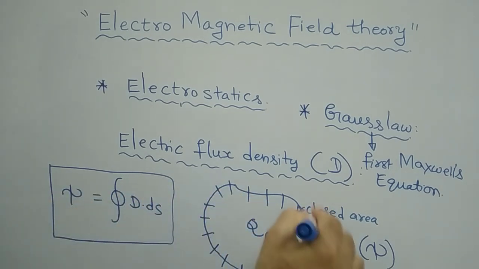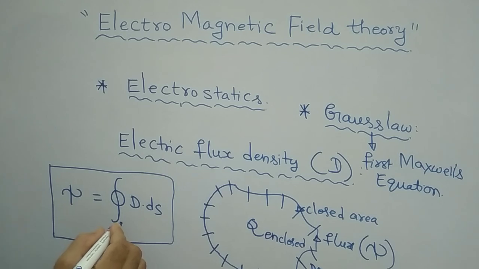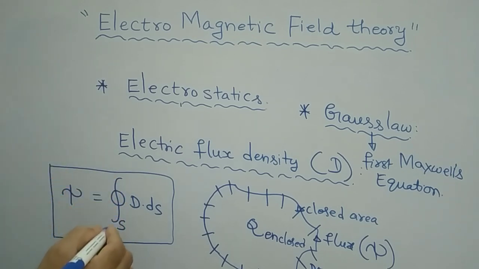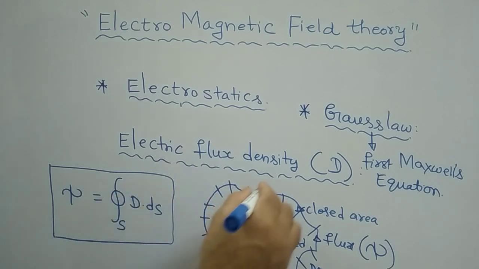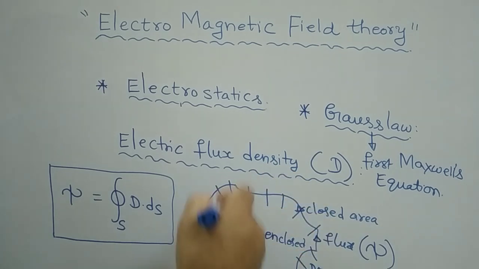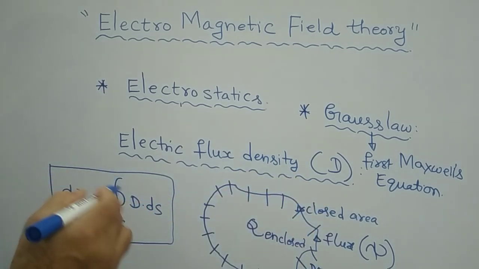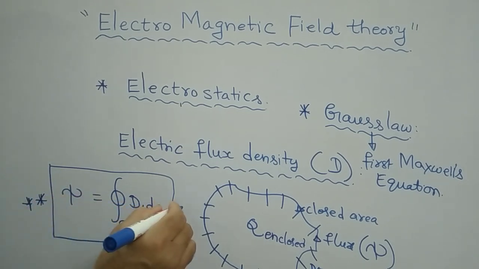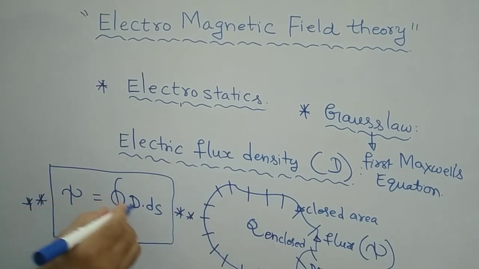Understood? This is the closed area or closed surface. What is the meaning of the integral over a circle I am writing here? It means that we are evaluating the integration over this closed area, that is, calculating the total electric flux available. Total electric flux is the integral of D dot ds. Why is it s? S is nothing but surface. Therefore D dot ds is nothing but electric flux, and D is the electric flux density. This is another very important relation to remember: the relation between electric flux and electric flux density.